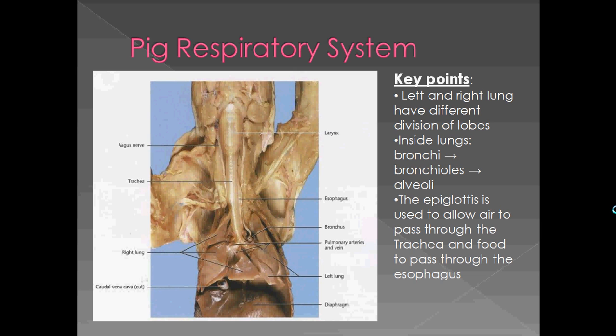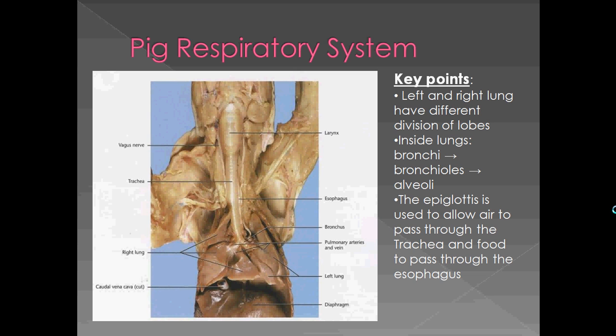The epiglottis is used to allow air to pass through the trachea and food to pass through the esophagus. The bronchi are the largest branches in the lung and then become smaller, becoming bronchioles. The alveoli, which are the smallest branches, are open sacs where oxygen is picked up by the bloodstream.